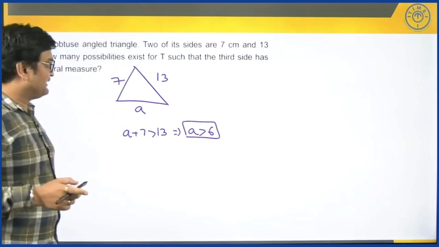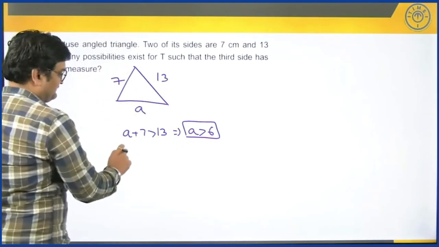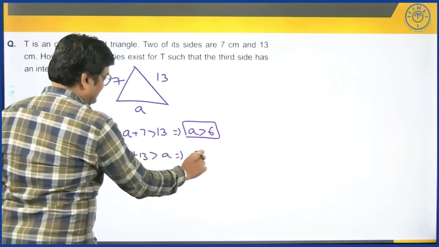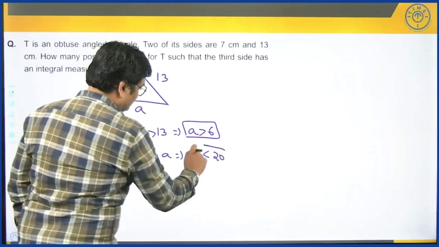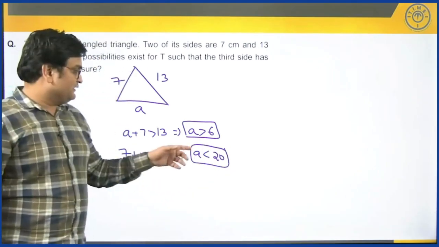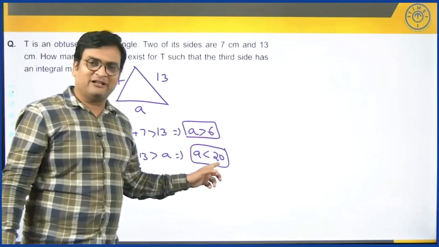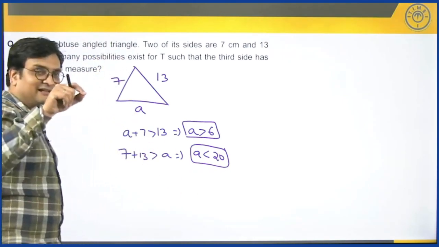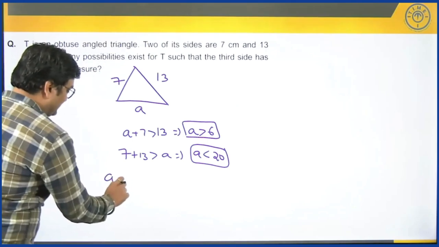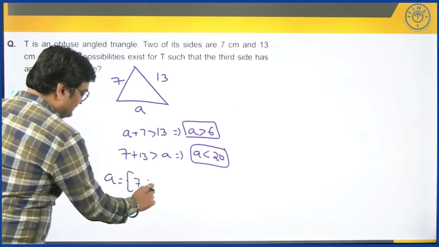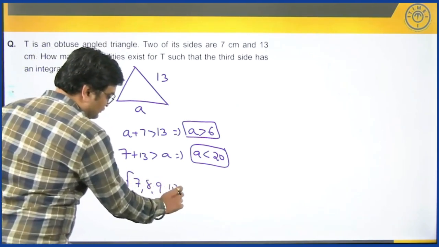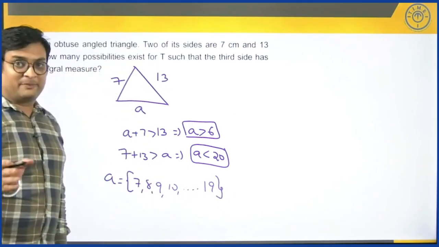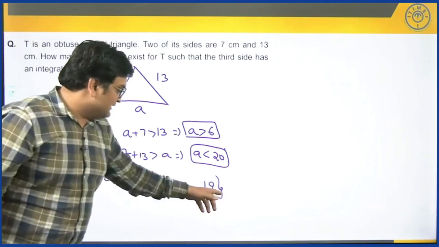At the same time, the sum of any 2 sides should be greater than the third side. So that means A will be less than 20 also. So there is a lower limit for A, and there is also an upper limit for A. So A should be between 6 and 20, and since A is an integer, the possible values for A can be starting from 7 and so on till 19.